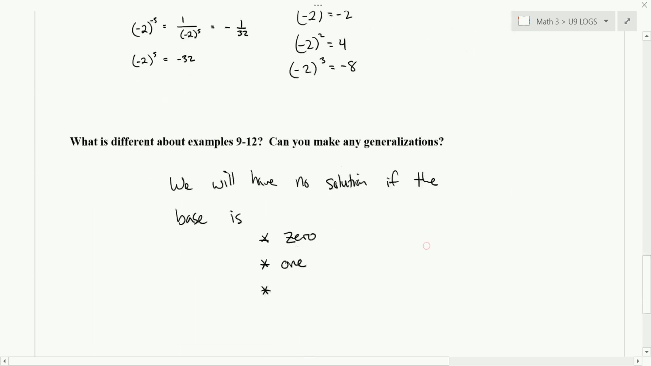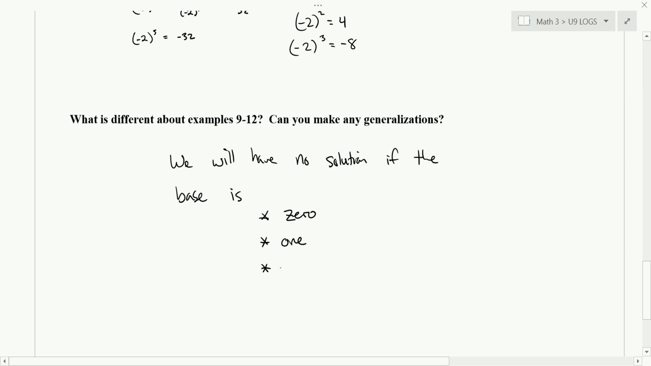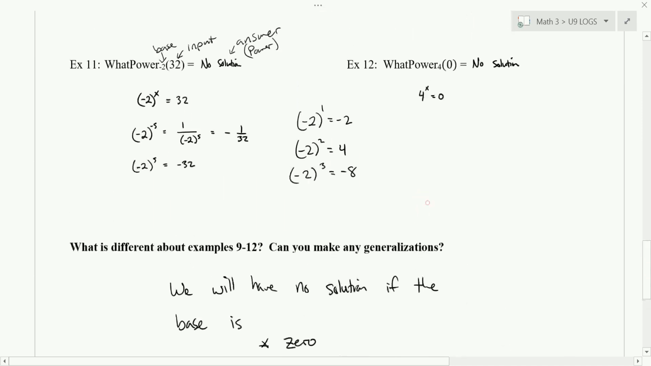So this is a little harder one to write up. So if we have a negative base, positive input, and it's not going to work if we have a what? Even or an odd? Odd answer. Okay. So that would fit example 11.